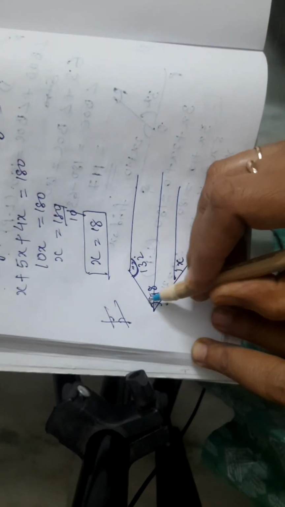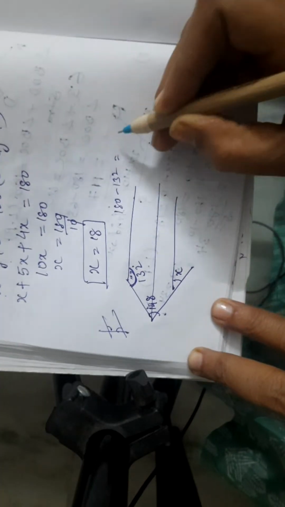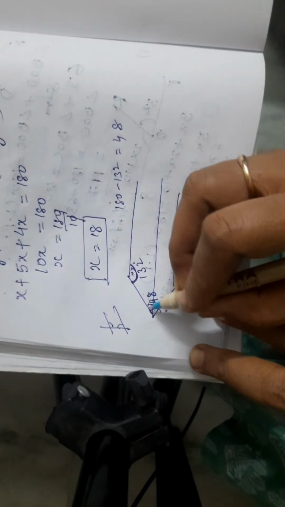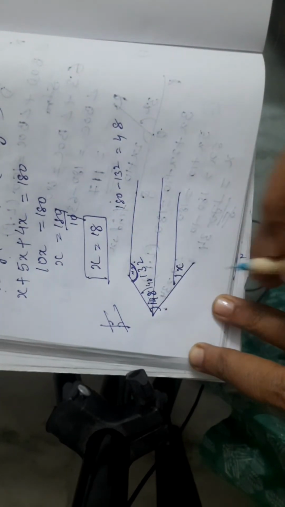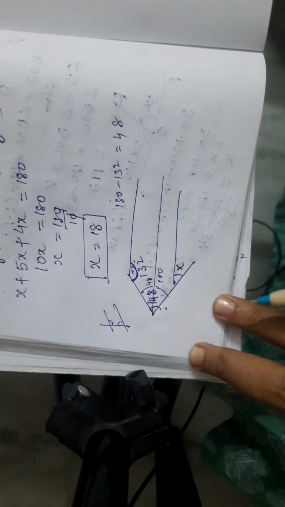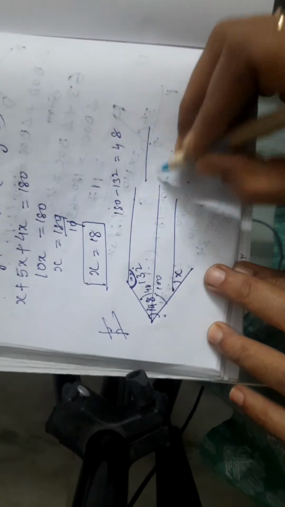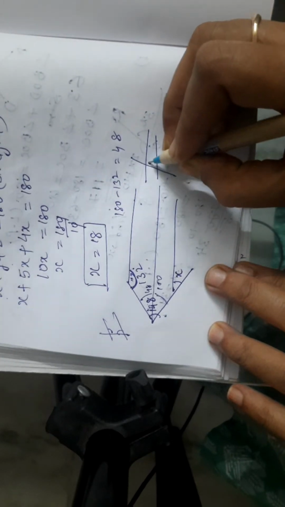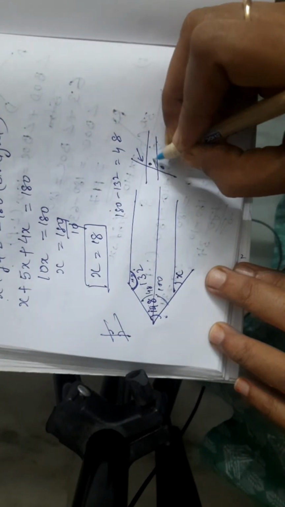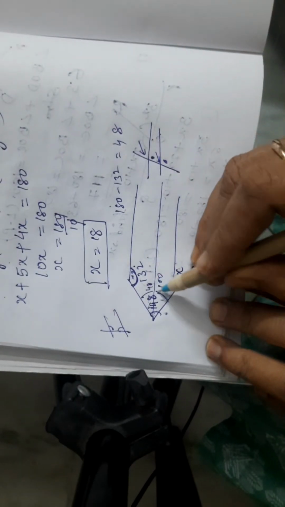You need to find the corresponding angle of that. So 180 minus 132 is 48. So this angle is 48. So the remaining angle, the lower one, will be 100. If you know the corresponding angle property, if two lines are there, the angle which is below the line or the angle which is above the line is called a corresponding angle. So here these two angles are making a corresponding pair.